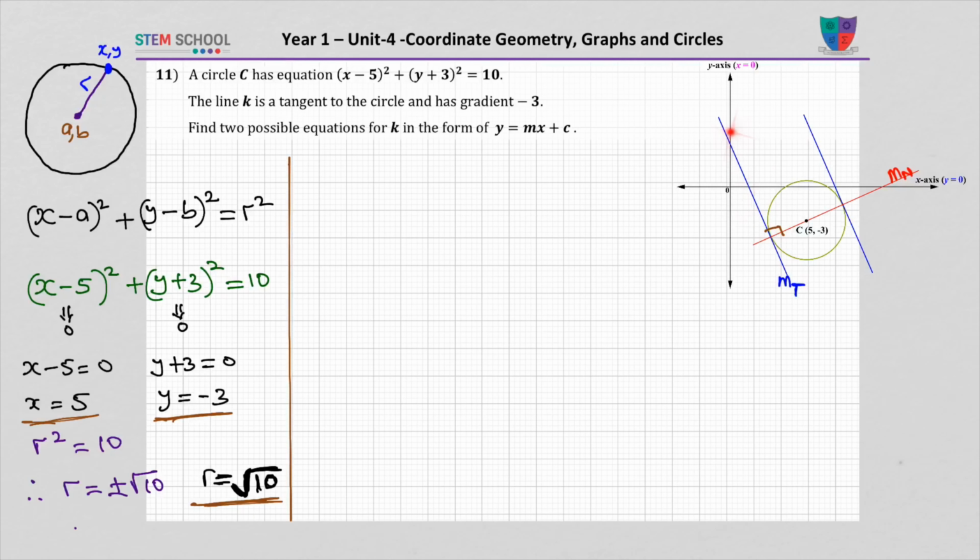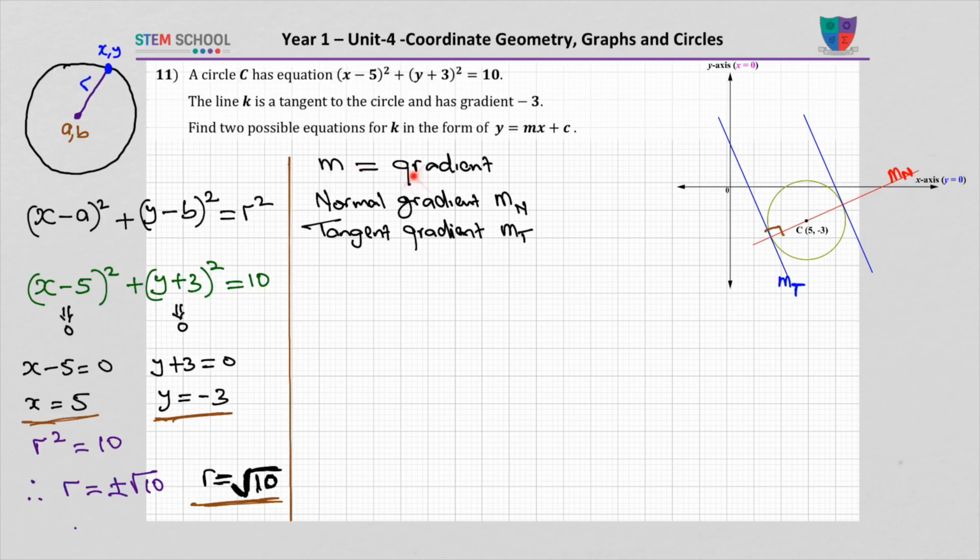Each line will have its own gradient. The tangent's gradient is called m tangent, and the normal has a gradient which is m normal. They are at right angles to each other. We already have the gradient of the tangent. It says here the gradient is −3, so the tangent gradient is −3.